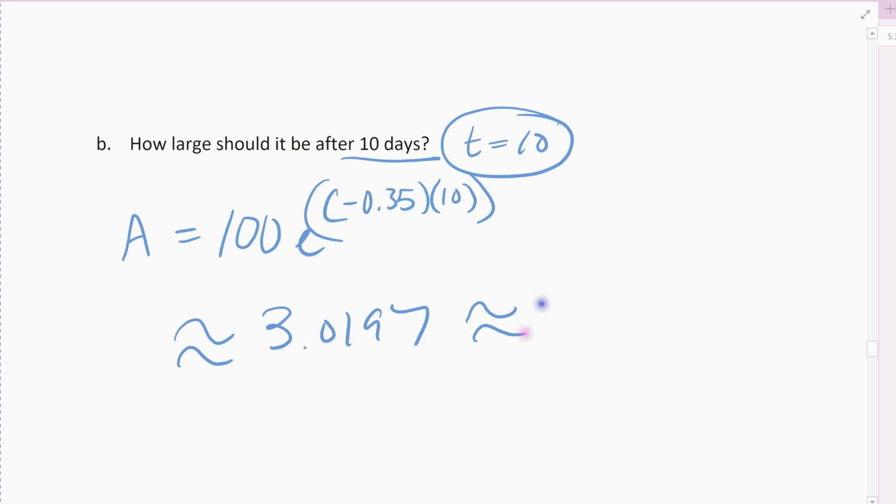Alright, and it is reduced down to 3 centimeters squared. So I start at 100, so it's fairly insignificant at this part. Very, very small after 10 days.